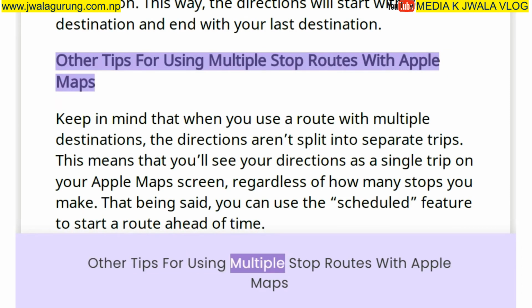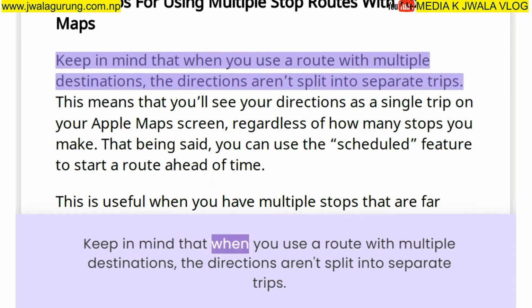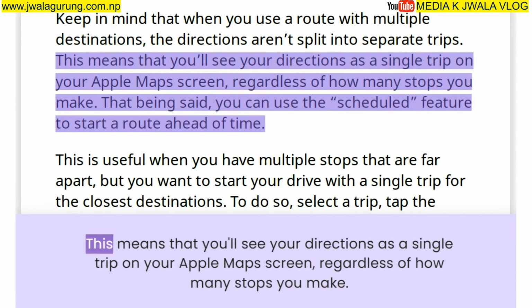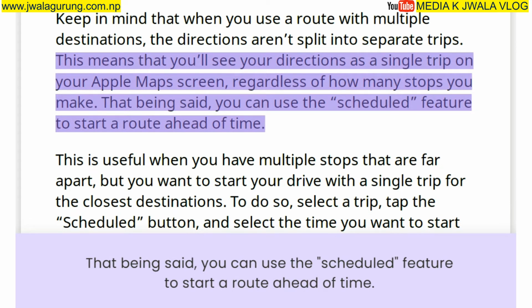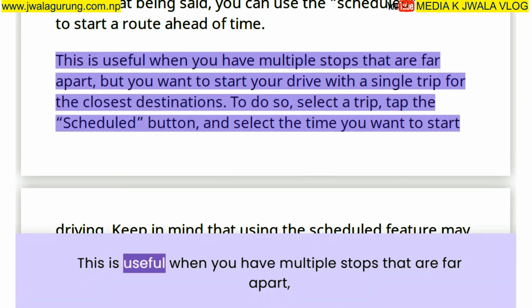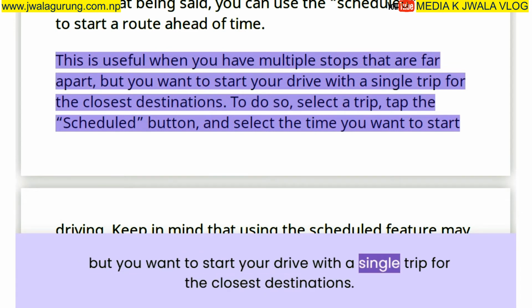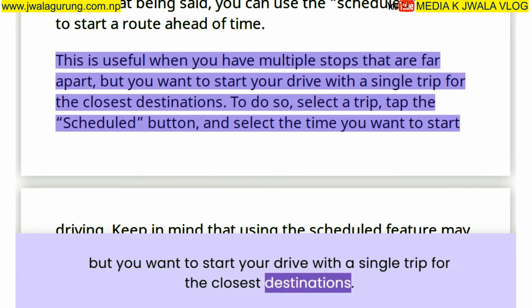Other tips for using multiple stop routes with Apple Maps. Keep in mind that when you use a route with multiple destinations, the directions aren't split into separate trips. This means that you'll see your directions as a single trip on your Apple Maps screen, regardless of how many stops you make. That being said, you can use the scheduled feature to start a route ahead of time. This is useful when you have multiple stops that are far apart, but you want to start your drive with a single trip for the closest destinations.